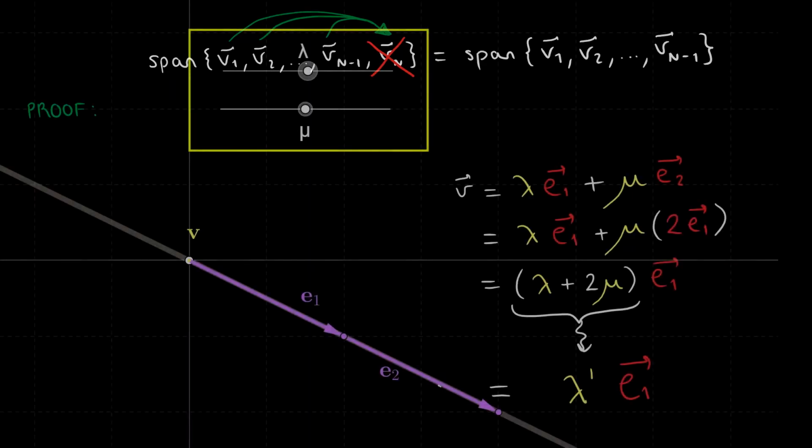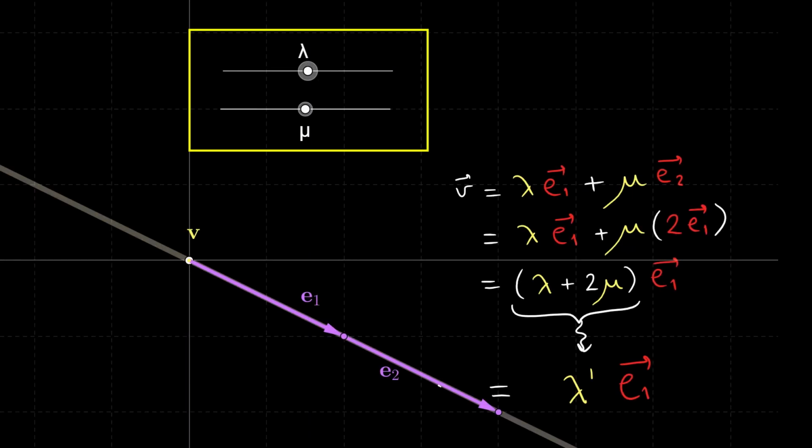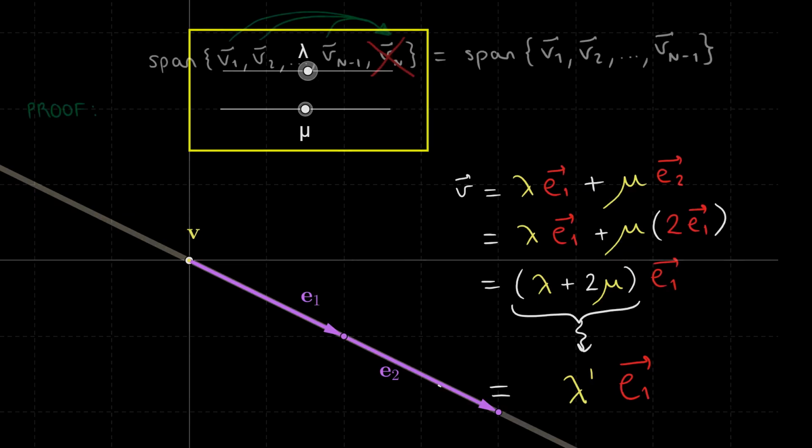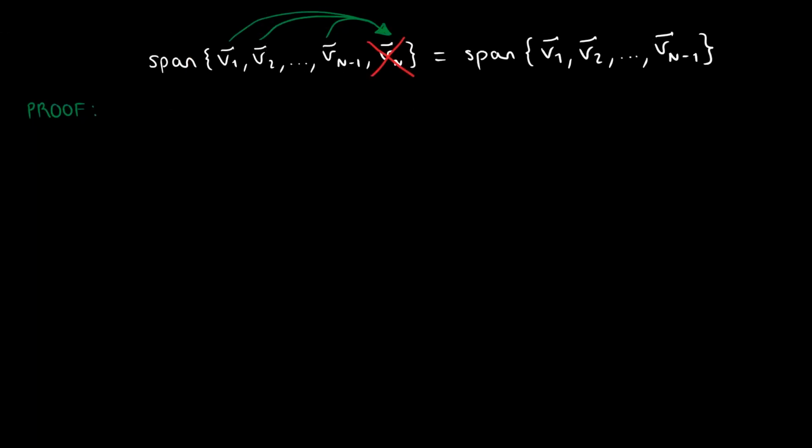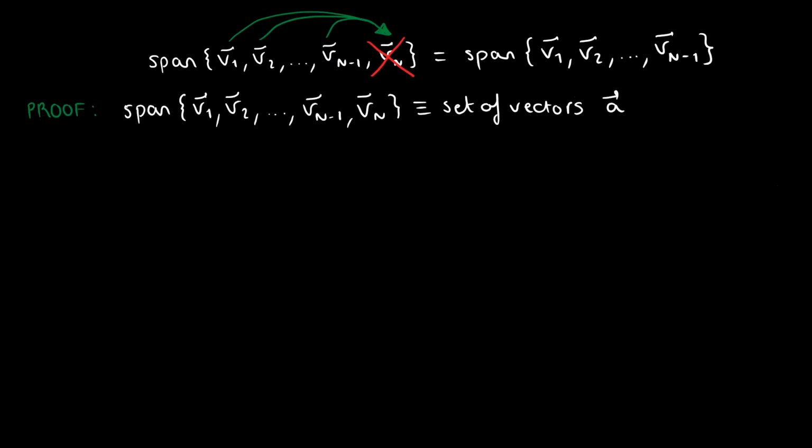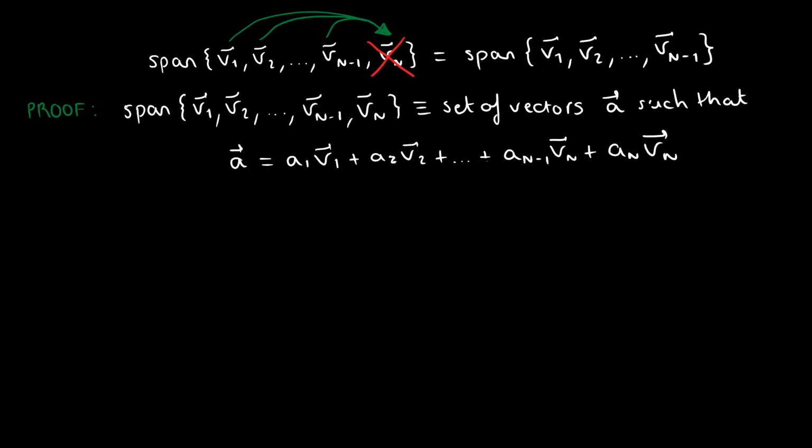We may prove this analytically. This is a very similar proof to the specific example that we did in 2 dimensions, but here we are extending it to n dimensions. We start with the known definition of the span. The span of v1, v2, all the way up to vn is equal to the set of all vectors A such that A is a linear combination of the set, for all possible values of the coefficients a1, a2 up to an.